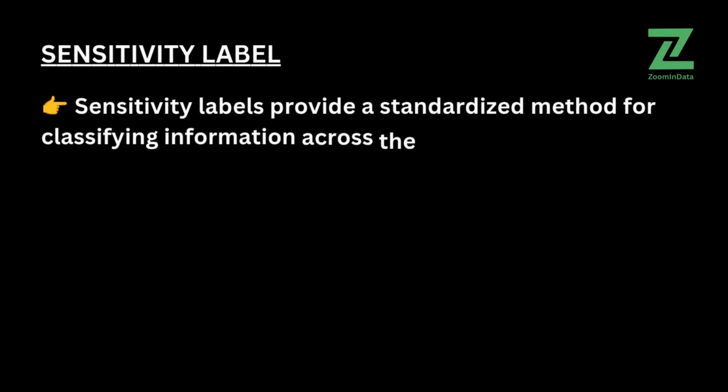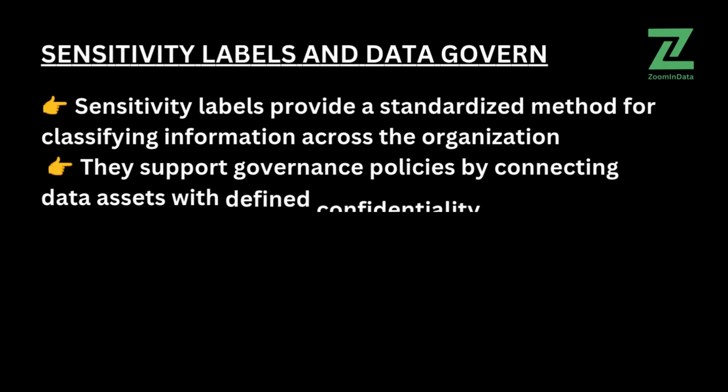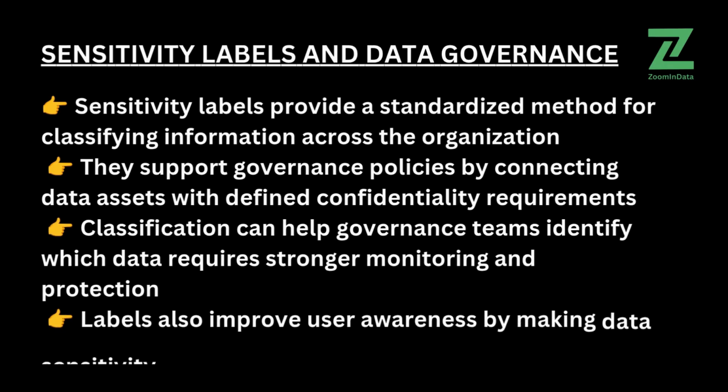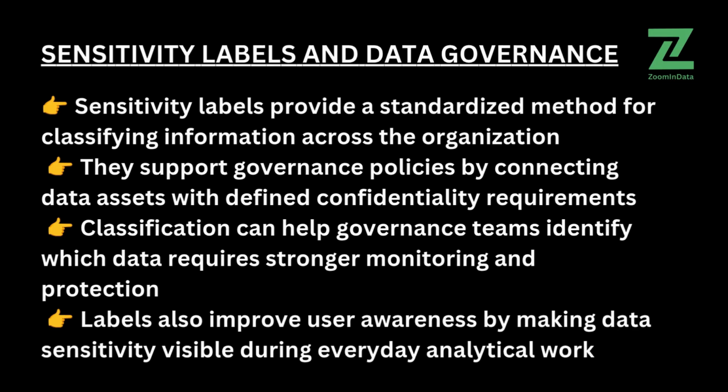Sensitivity labels provide a standardized method for classifying information across the organization. They support governance policies by connecting data assets with defined confidentiality requirements. Classification can help governance teams identify which data requires stronger monitoring and protection. Labels also improve user awareness by making data sensitivity visible during everyday analytical work.